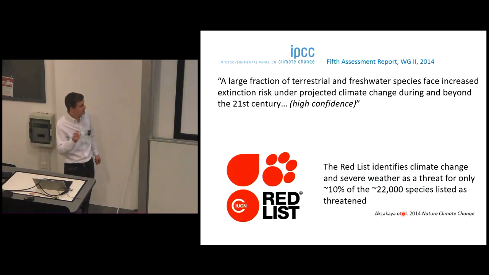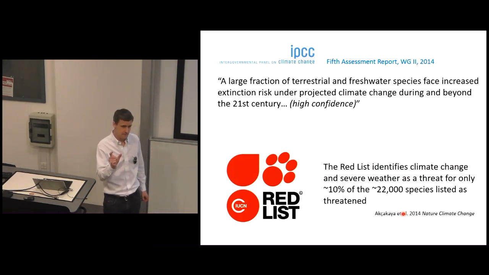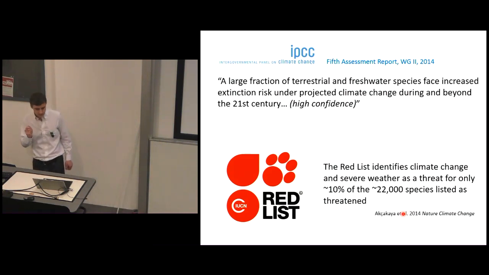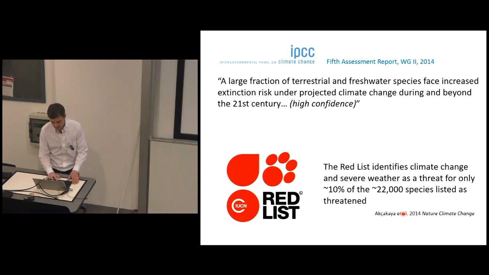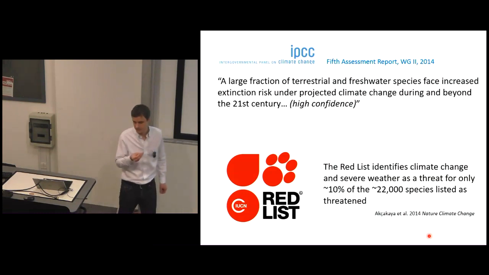But the Red List identifies climate change and severe weather as a threat for about 10% of the 22,000 species that have been listed so far as threatened, which really is a mismatch between this perceived level of threat and what's actually coming through in the conservation assessment.